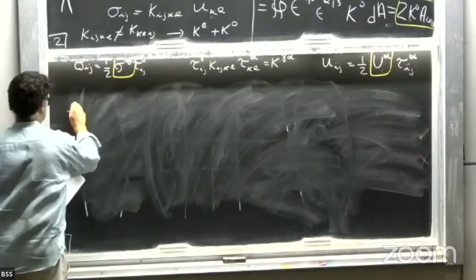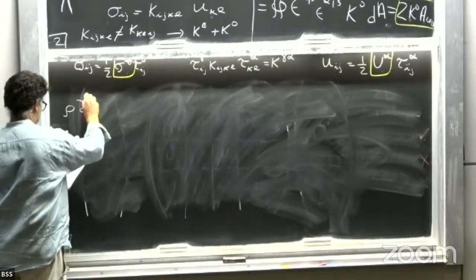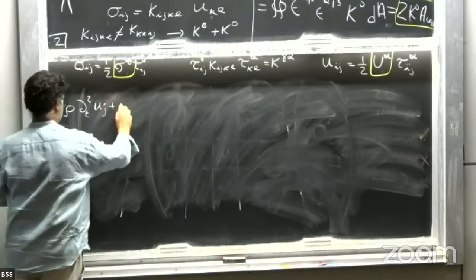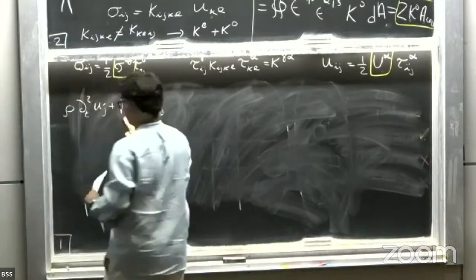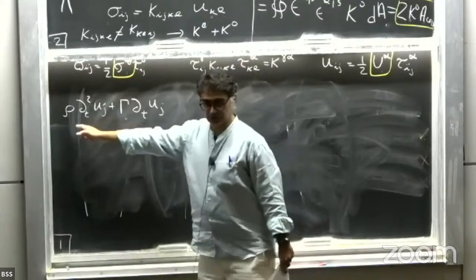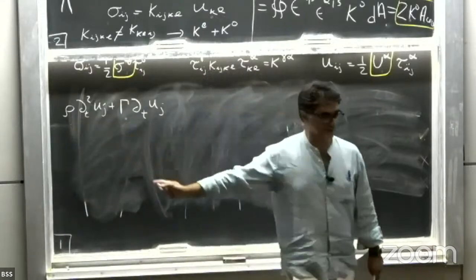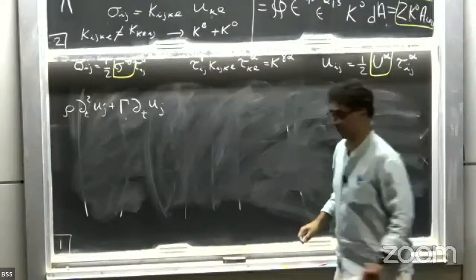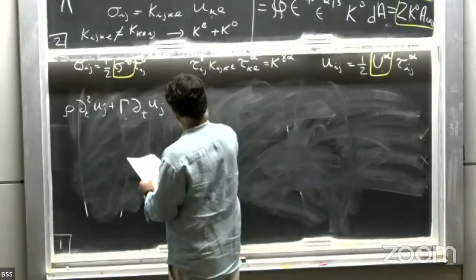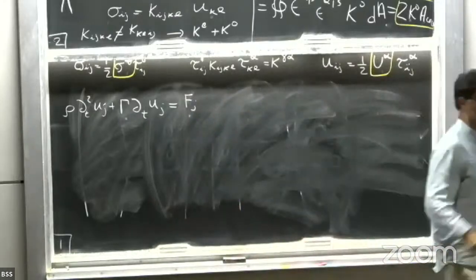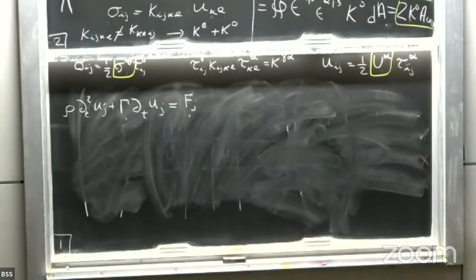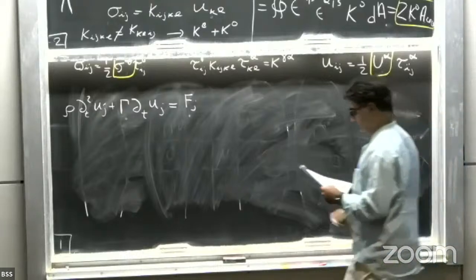Okay, now you write rho dt squared uj plus gamma dt uj. This is the drag. This is the inertia that we're going to throw away for Nick's experiment, but it's important for current dance one. And then on this side is Fj. But what is Fj? Fj is the divergence of the stress tensor. Okay, so let's write it down.